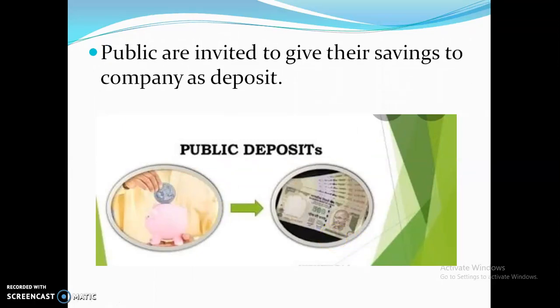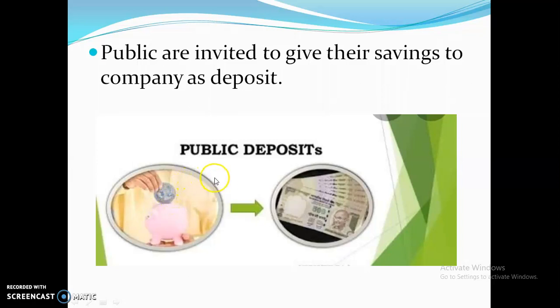Now, the public are invited to give their savings to the company as deposit. What do you mean by this? Public, we all are called the public. We have our savings. We save money every month, and afterwards we feel that we have some money.